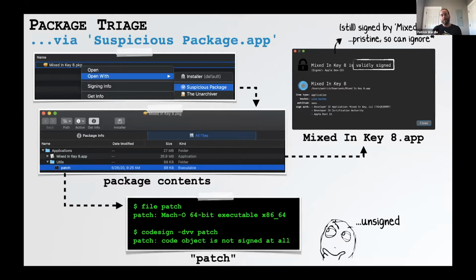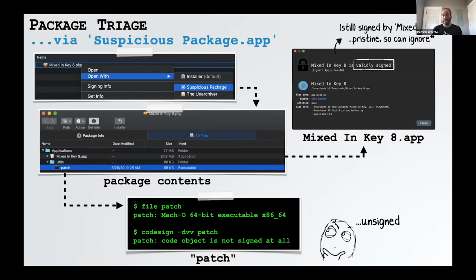Now, my favorite tool for analyzing PKG or packages is aptly called Suspicious Package. Using this free tool, we can statically analyze the package contents. For example, we can see what files it contains, what scripts are run. It's a really nice tool for performing static analysis of PKG or package files. So using this Suspicious Package tool, for example, we can see that there is an application called Mixed-in-Key 8, which we can extract, we can export.